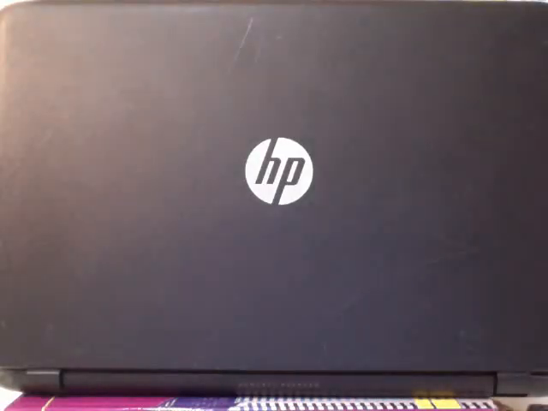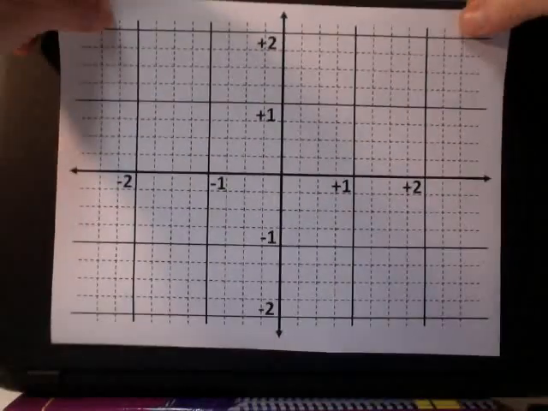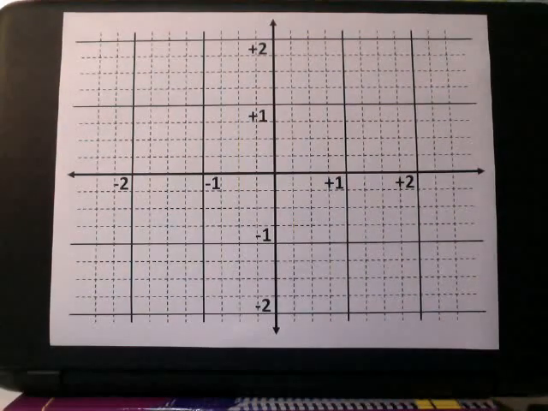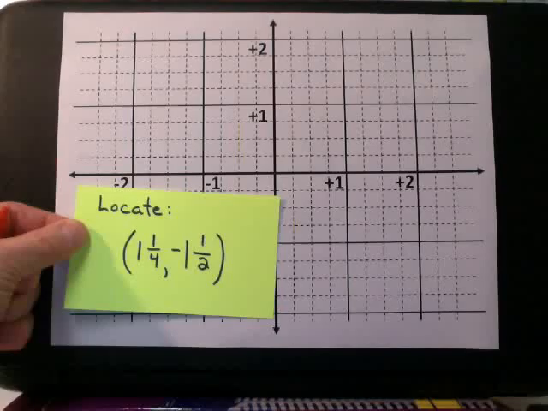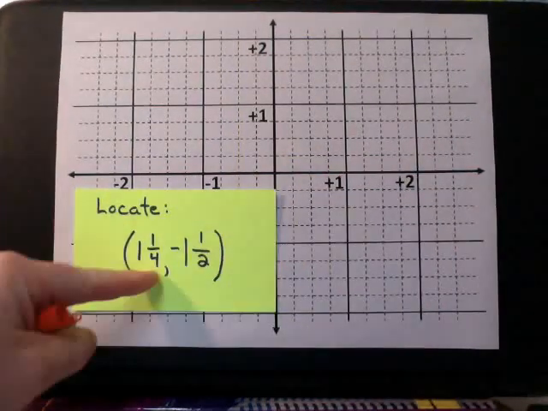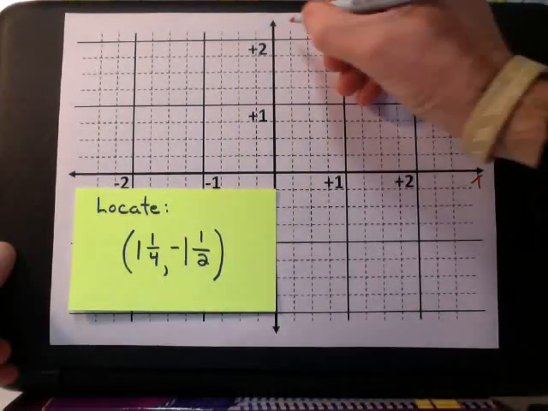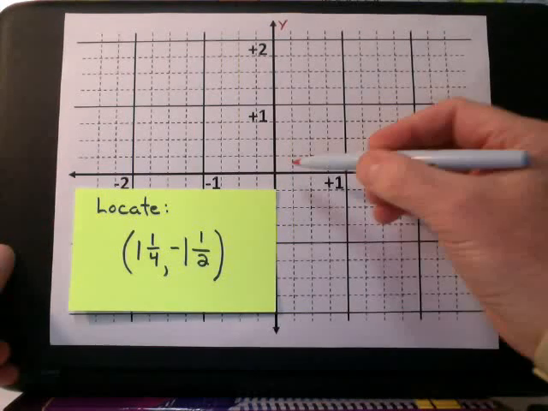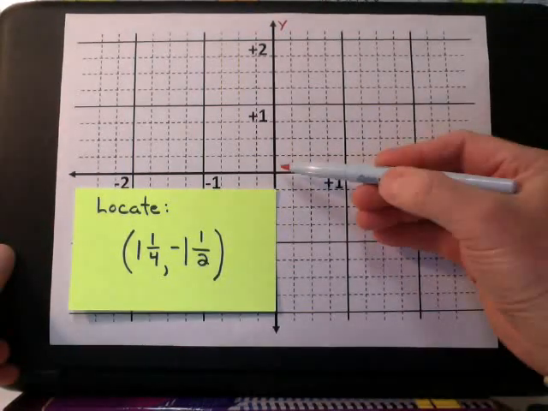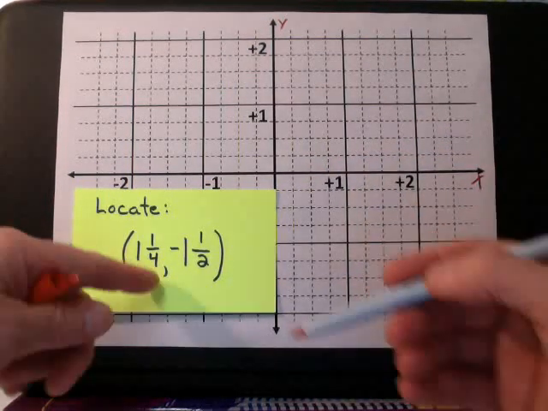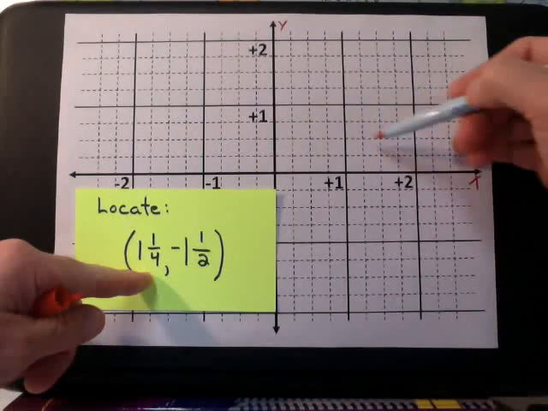Now we're going to look at the overall coordinate plane using fractions and mixed numbers, because your book is going to have you doing problems that involve mixed numbers. If we were asked to locate this point right here, you could see where we have our x-axis and our y-axis, and each unit is divided into fourths, which is going to make it a little bit easier for us to locate points on each one of these squares.